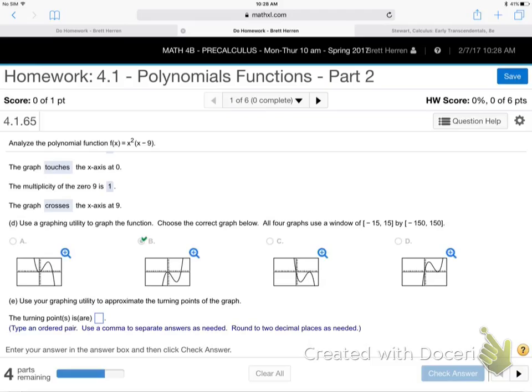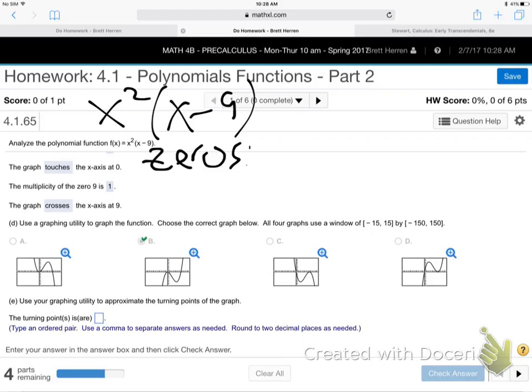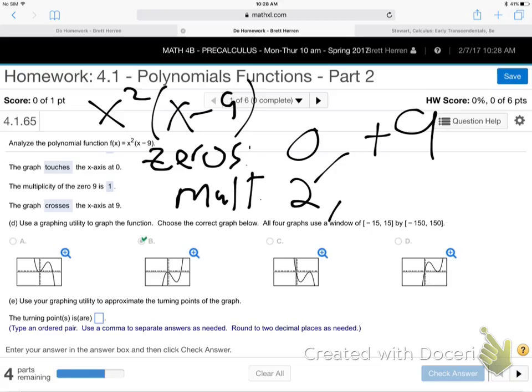All right, so on this one, this is the first really hard question. Let me just write out what we've gone through so far. We have x squared times x minus 9. The zeros are 0 and positive 9, because those are the things that make it 0. The multiplicity of this one is 2, of this one is 1, because it's x minus 9 to the first power, and x to the second power there. The multiplicity is the power, just reviewing this again real quick.